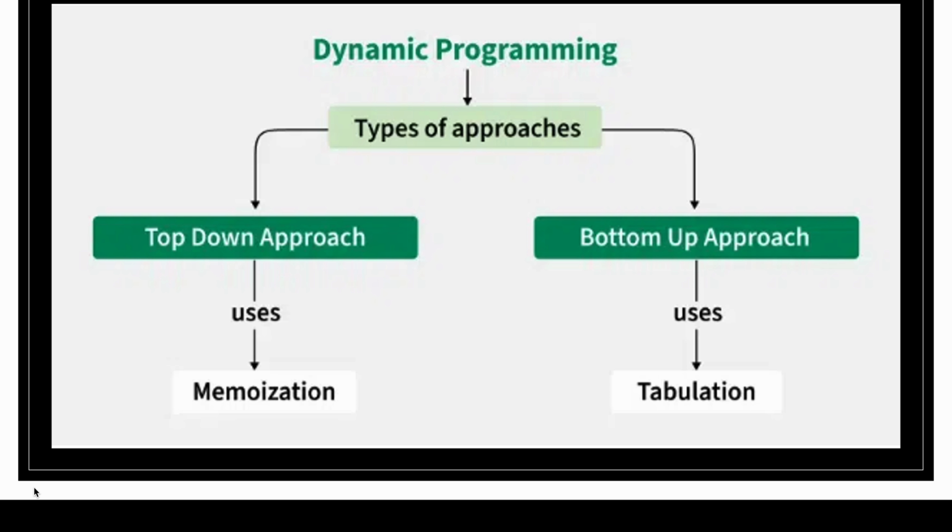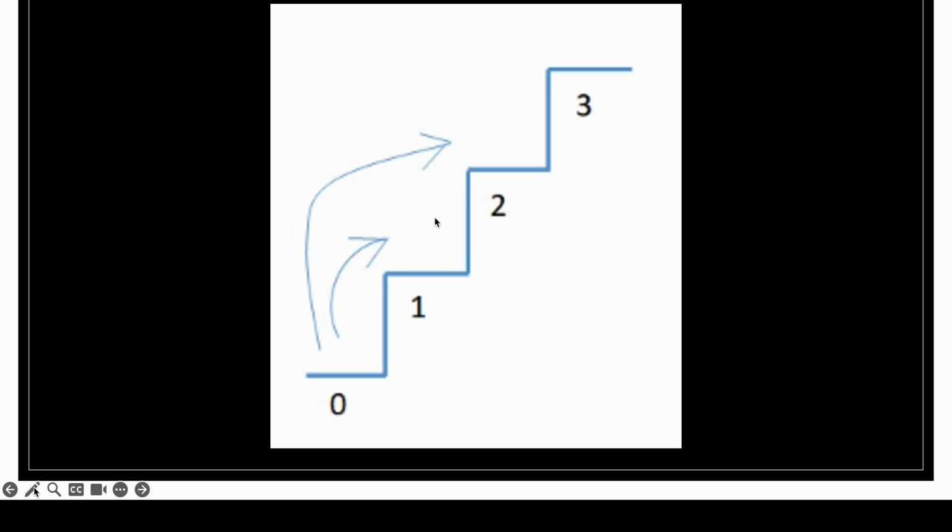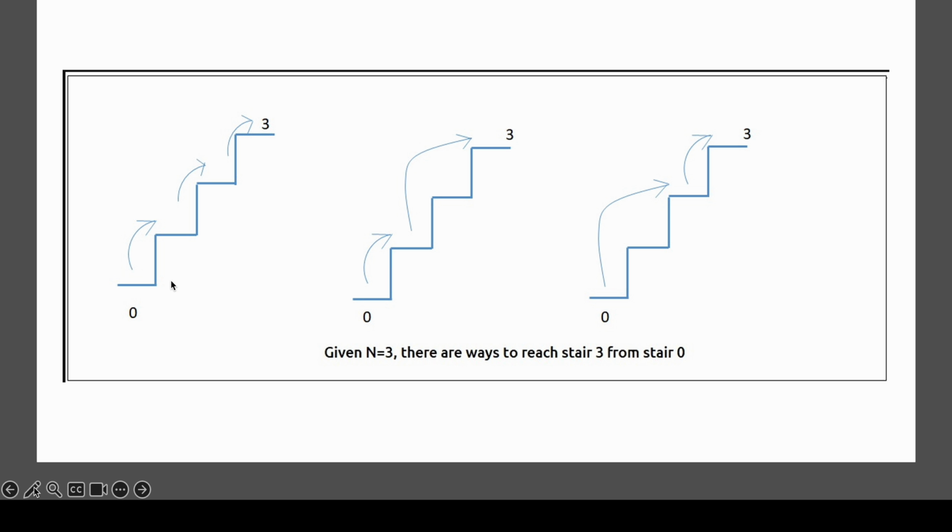Let's get started. So the problem is simple. You are climbing a staircase, and it takes n steps to reach the top. Each time, you can either climb 1 or 2 steps. We need to find the number of distinct ways you can reach the top. For example, if n equals 2, the ways are 1 plus 1 or 2. So 2 ways to reach the top. And here, if n equals 3, the ways are 1, 1, 1, or 1, 2, or 2, 1. So there are 3 ways to reach the top.